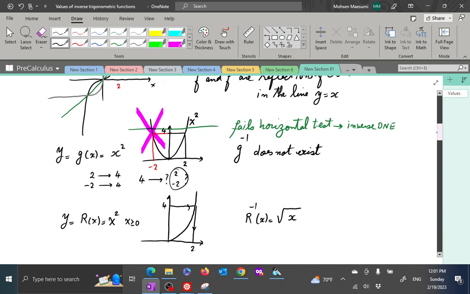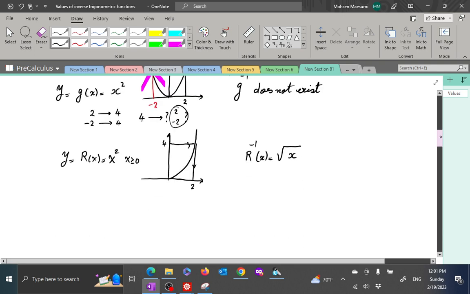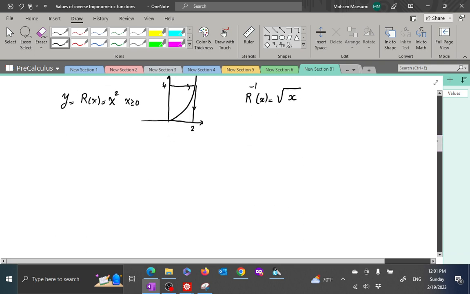Well, now comes the problem. Trig functions fail horizontal tests in a miserable fashion. Why? Because trig functions are periodic, so if something is periodic, it's going to cross a horizontal line infinitely many times.